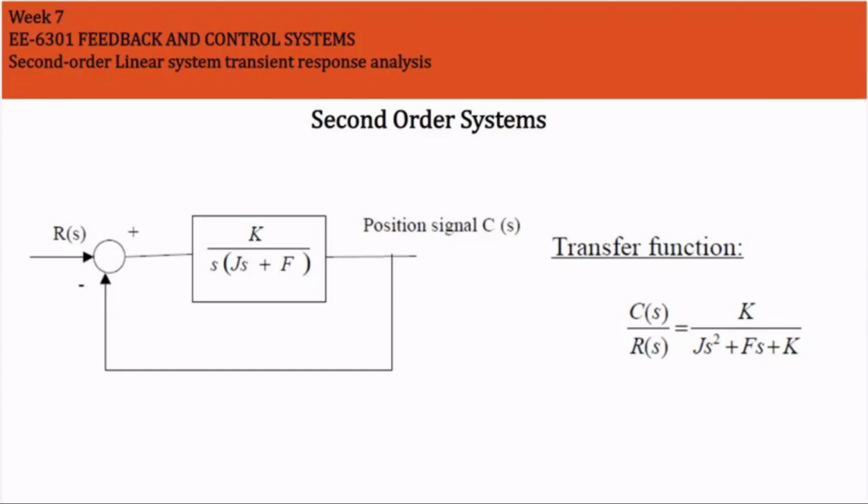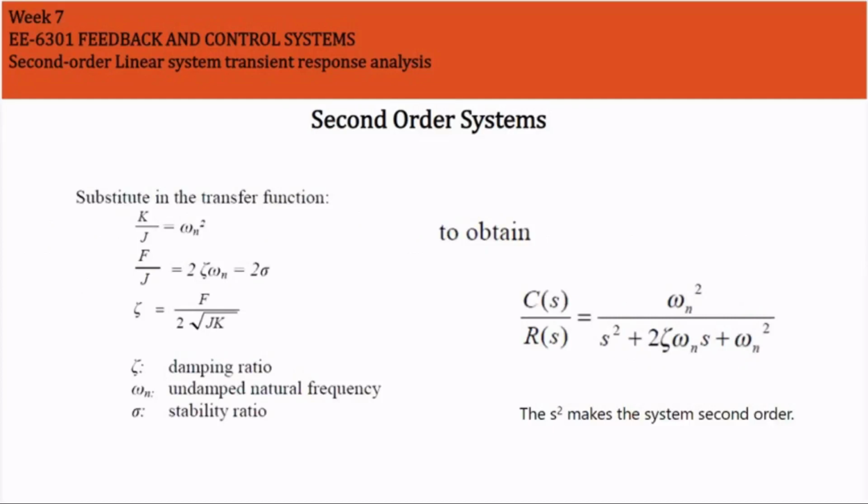The equivalent transfer function would be C of S over R of S is equal to K over JS squared plus Fs plus K. How did it become K over JS squared plus Fs plus K? It's because you will use a feedback signal. Your feedback signal will come from the plant K over S times JS plus F. So upon equating the transfer function, we will have a second order system.